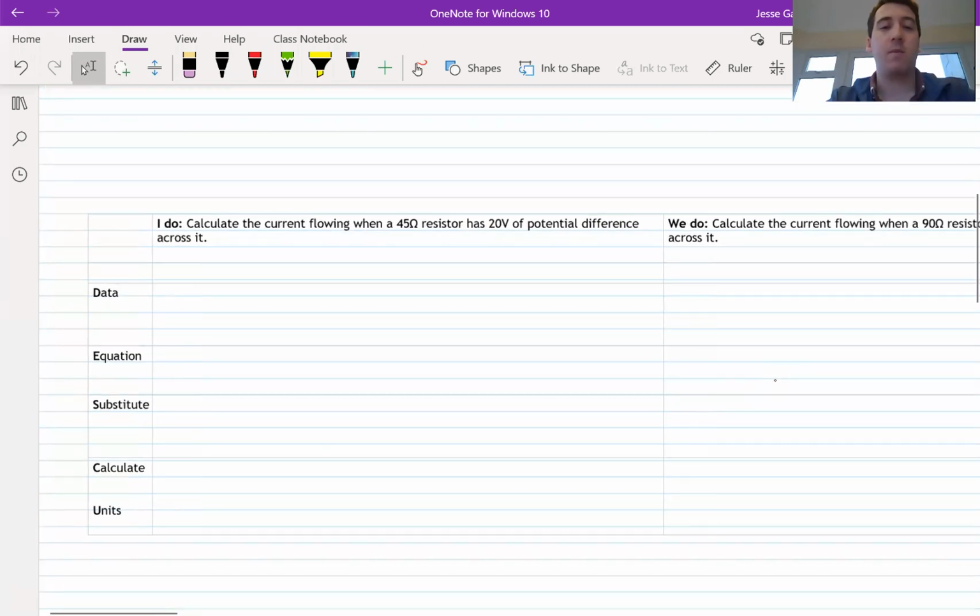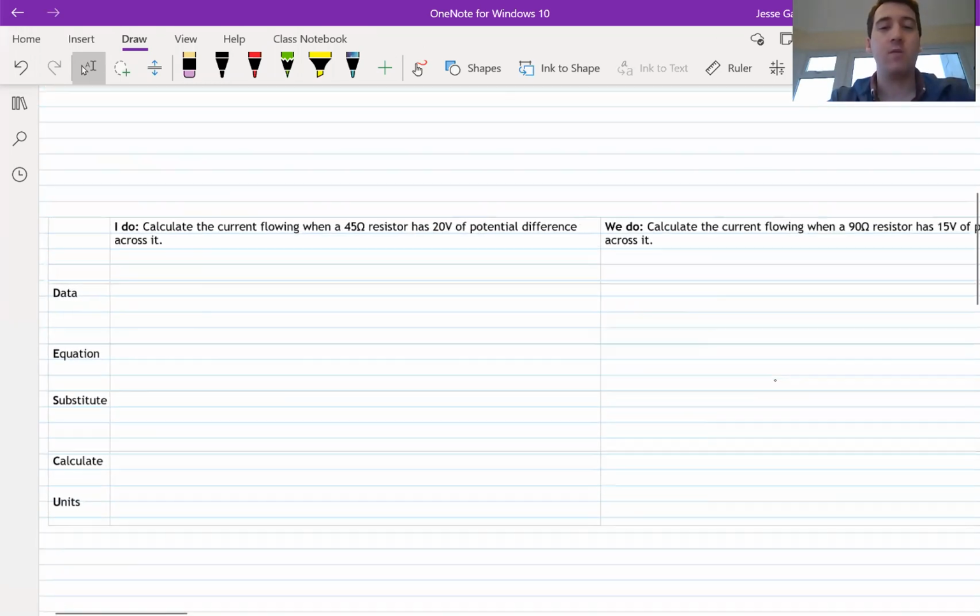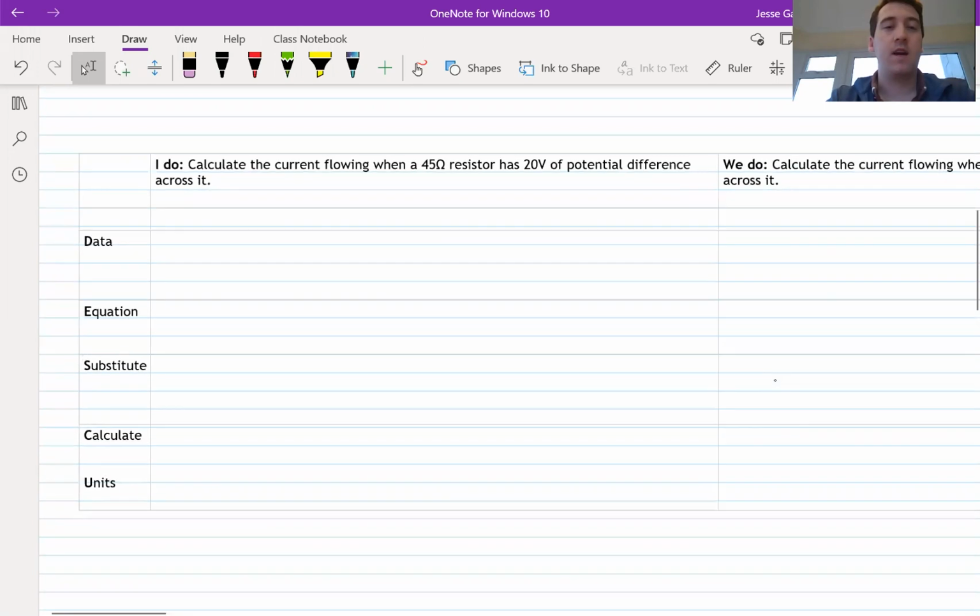All right, let's look at some problems. Here we have our first problem, and as you can see, this is going to be one that I do. I'm going to do this one, and then we're going to slowly transfer responsibility to you. Let's read our question. Calculate the current flowing when a 45 ohm resistor has 20 volts of potential difference across it.